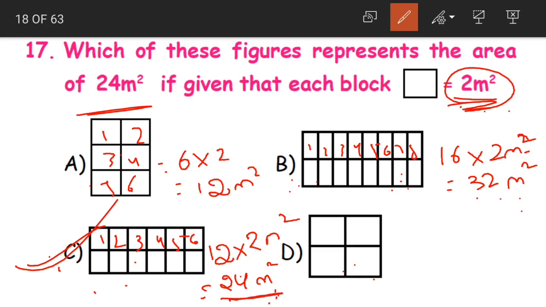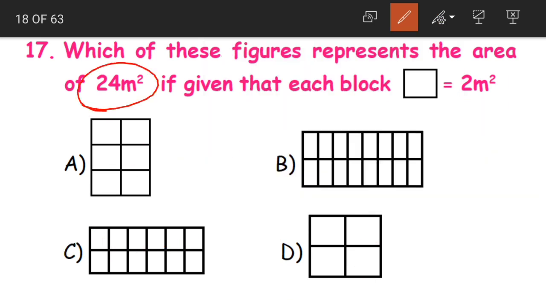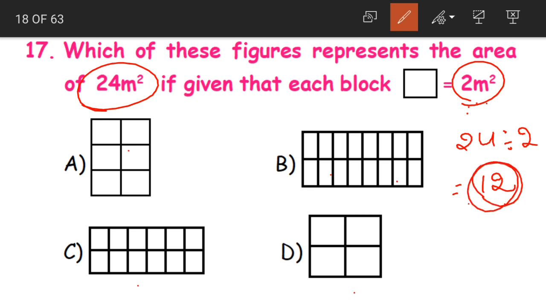Is this clear, children? How to solve this question? Find the area of each figure and then we'll get our correct answer. Or another way to solve this is, the total area is to be divided by the area of the squares. 24 divided by 2 is equal to 12. So that means the correct figure will have 12 squares in it. And we can count the number of squares. Yes, option C has 12 squares in it. So option C becomes the figure with area 24 meter square.